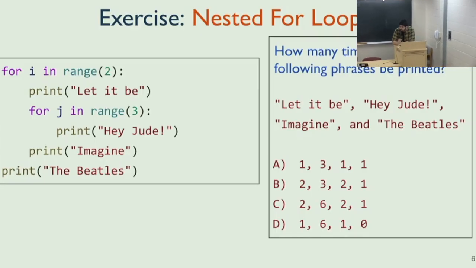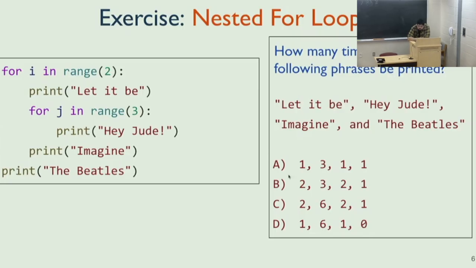Like for example, what we mean by that is for option A, we would be saying that Let It Be is being printed once, Hey Jude is being printed 3 times, Imagine is being printed once, and The Beatles is being printed once. Not to say that that's the answer, but this is what we mean by how many times will the following phrases be printed. Okay? So, how many times will each one of these be printed?